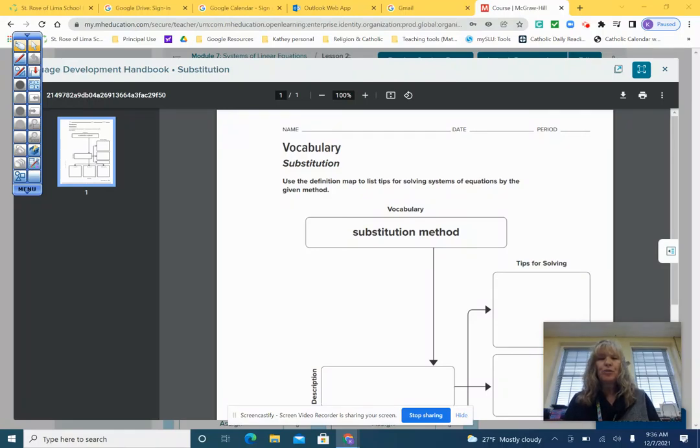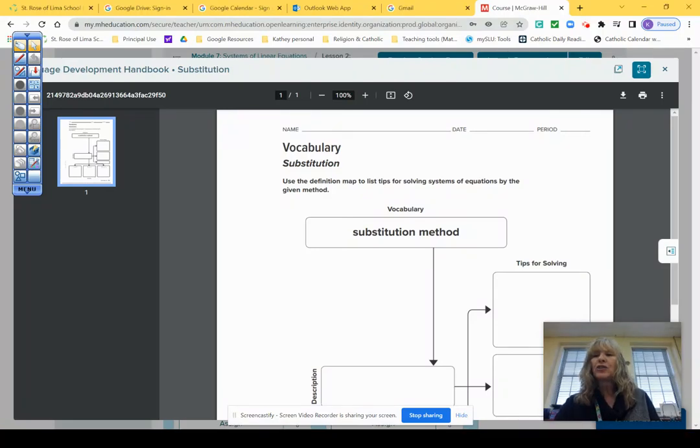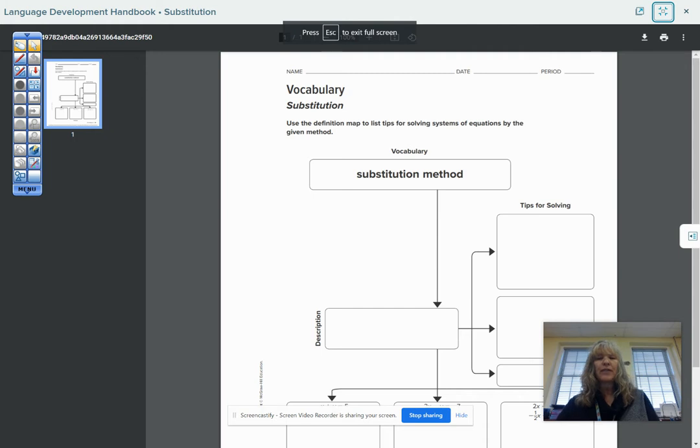Algebra class, you should have a sheet for vocabulary that looks a lot like this that says substitution at the top that will go into your yellow notebooks whenever we're finished with it. And I want you to think about what the word substitution means in algebra. We've already used this at the beginning where they would ask you to substitute a number for a variable.